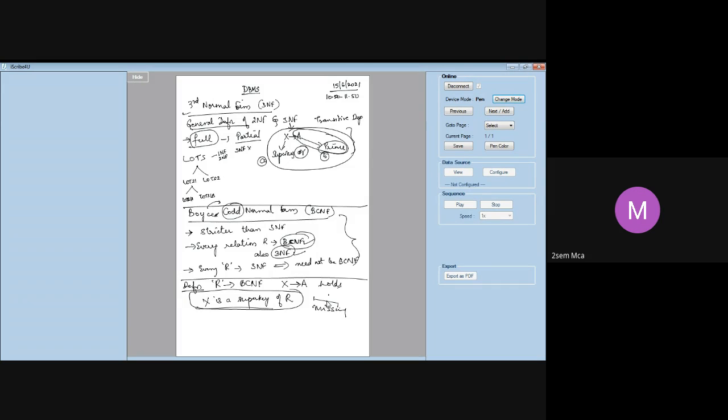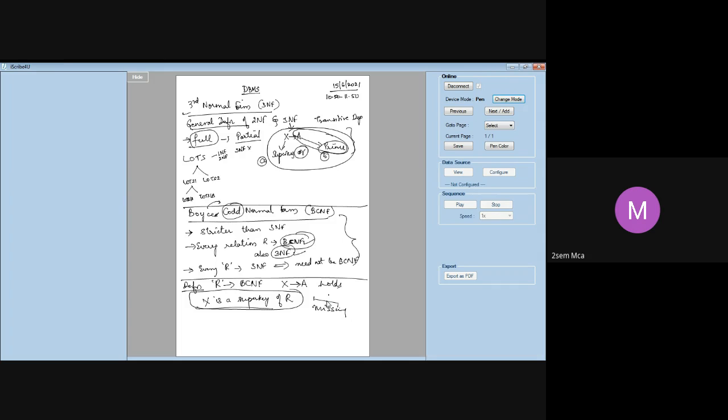So as I said, let me summarize. Boyce-Codd normal form was developed by two people, so that's why it gets the name BCNF. It is stricter than 3NF, that means it is stronger than the third normal form. Every relation that is in BCNF is also supposed to satisfy 3NF. On the other hand, every relation which is in 3NF need not be in BCNF, right? So now, what is the definition of BCNF?